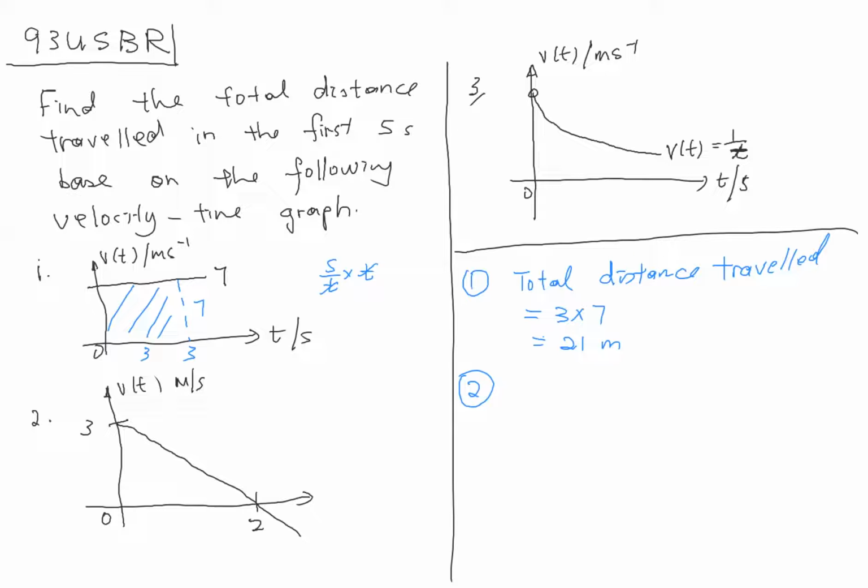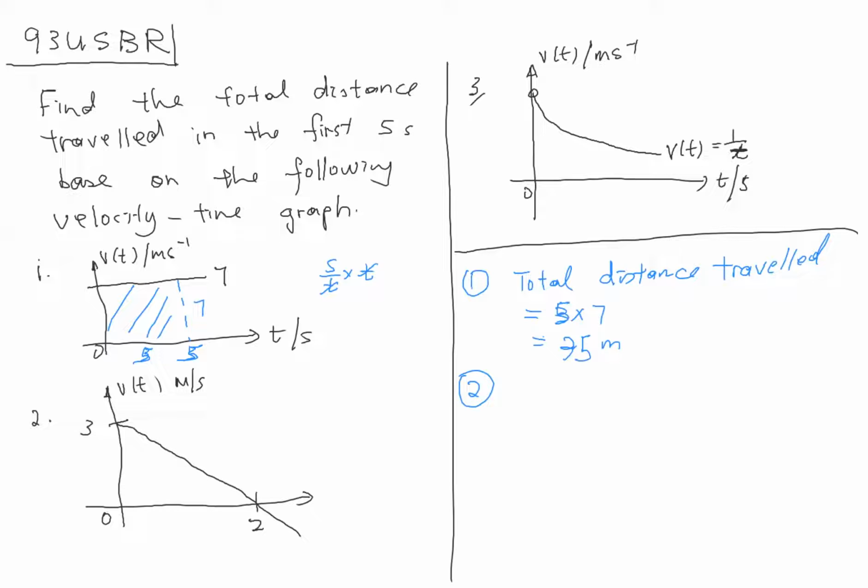How about the second one? Yes? Oh, sorry. In the first 5 seconds. Yeah, so this is 5. First 5 seconds. Okay, so 5 times 7, 35. Never mind, we can do the correction.